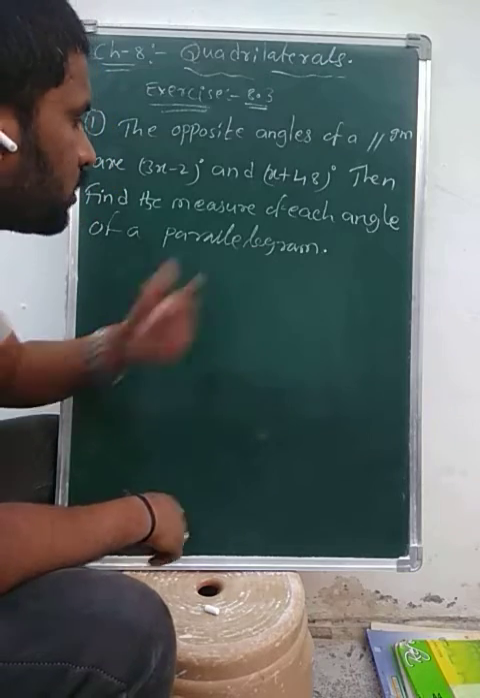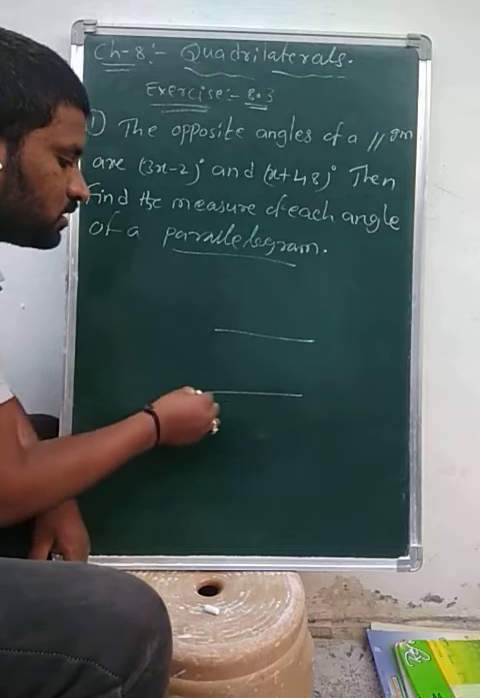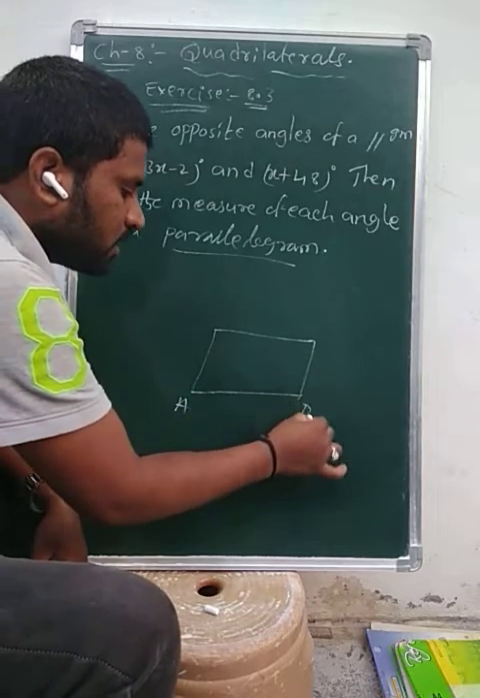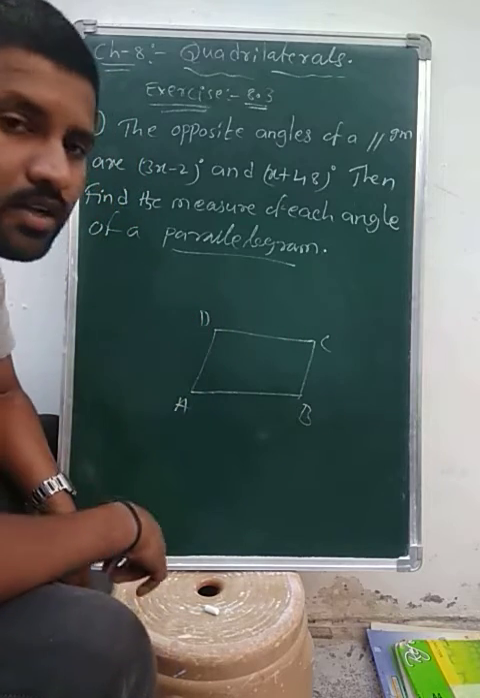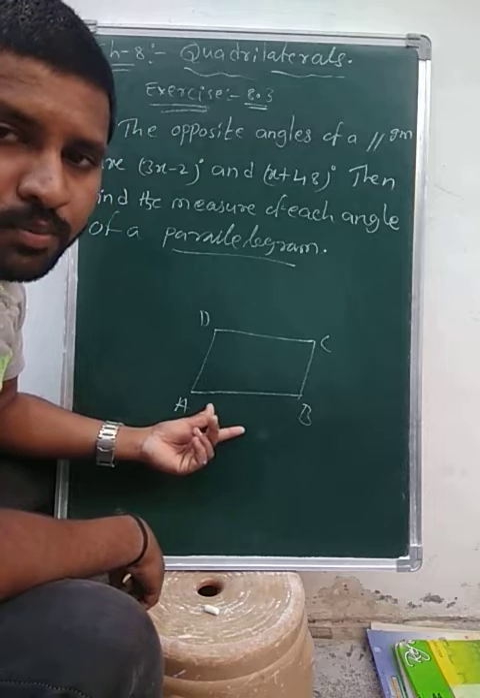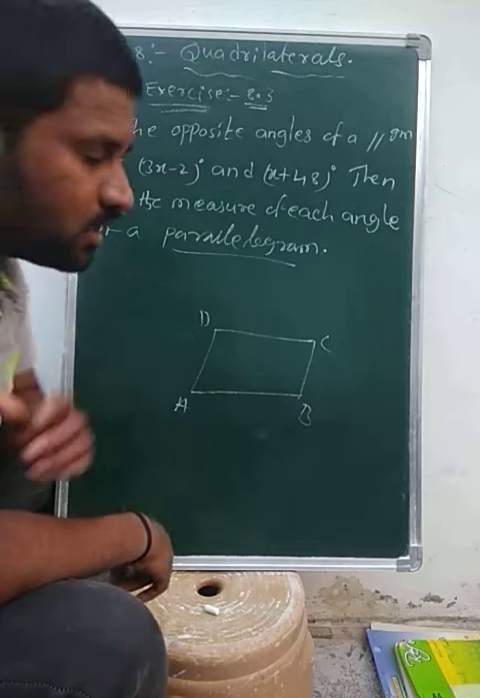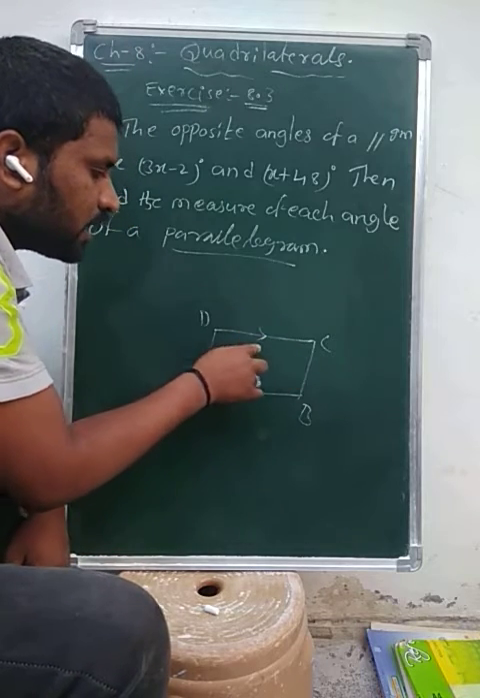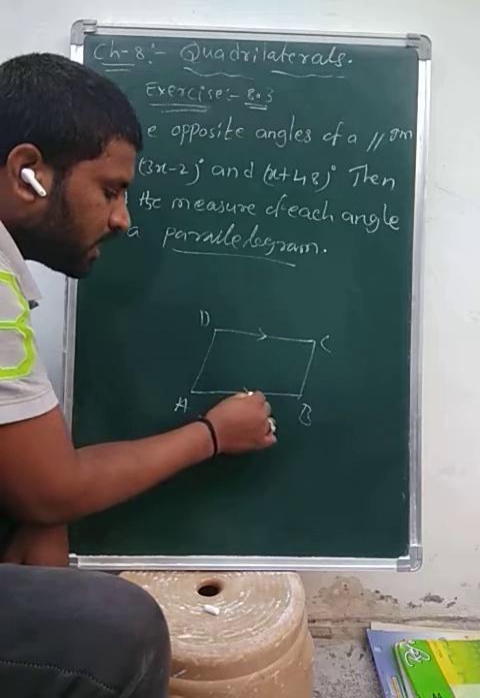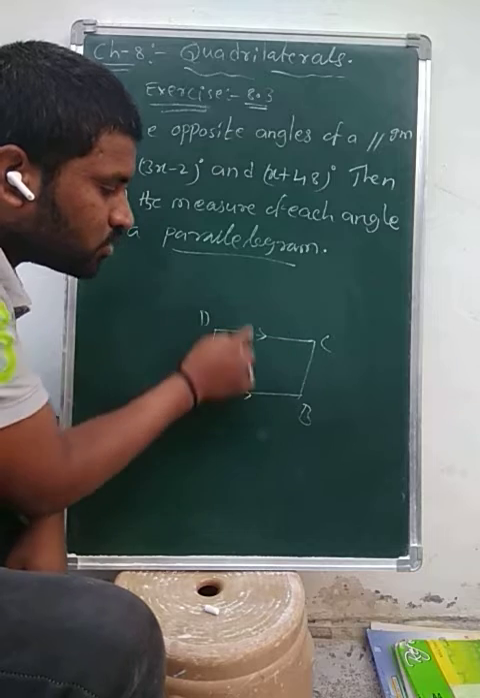We know this is a parallelogram ABCD. What are the properties of a parallelogram? In a parallelogram, opposite sides are equal and parallel. The side DC is parallel to the side AB. These two are parallel as well as equal.